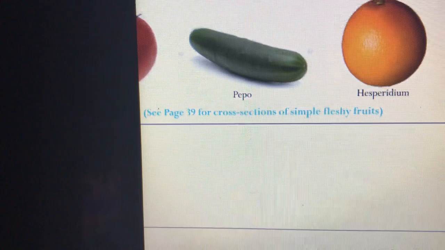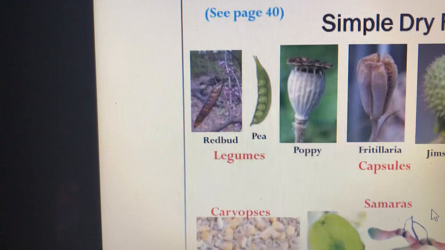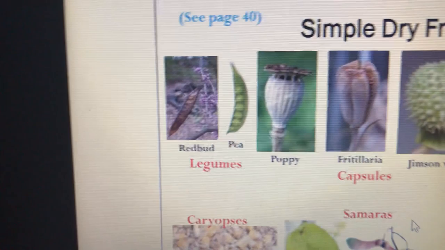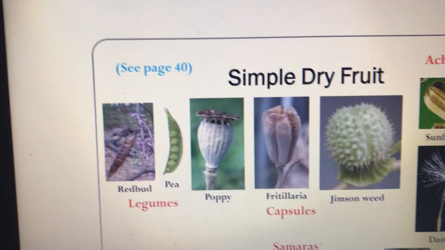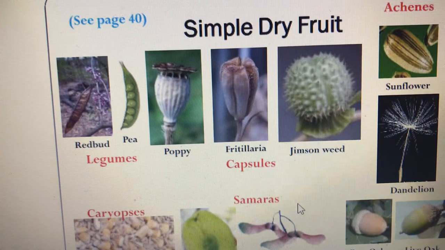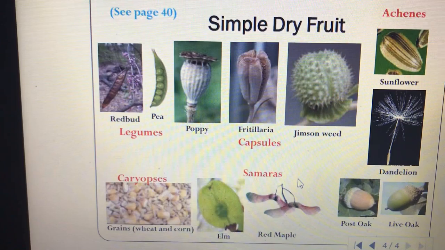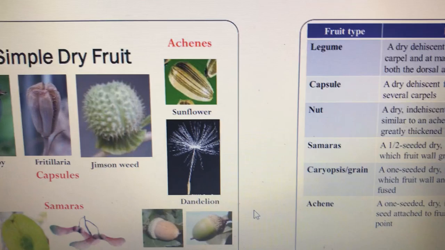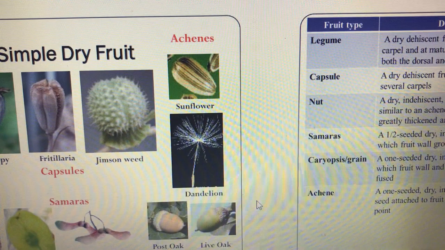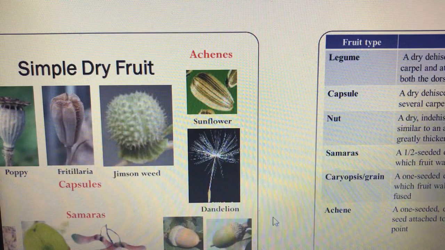We have simple dry fruits, such as the redbud and peas, which are legumes. We have capsules, such as poppy and jimson weed. We have achenes, which are like sunflower and dandelion. We have samaras, such as the elm and the red maple. Okay, so a legume is a dry, dehiscent fruit developed from one carpel and at maturity splitting along both the dorsal and ventral sutures. Examples of this are beans.